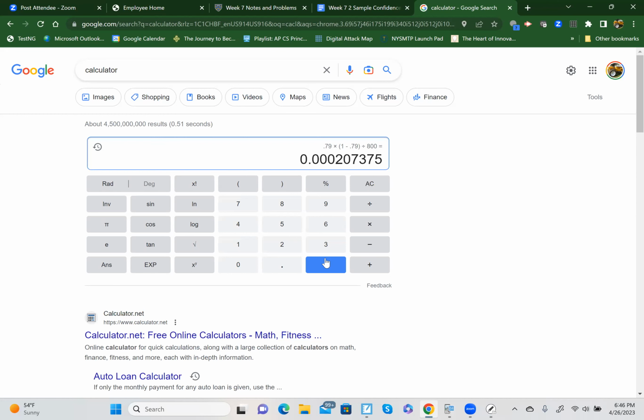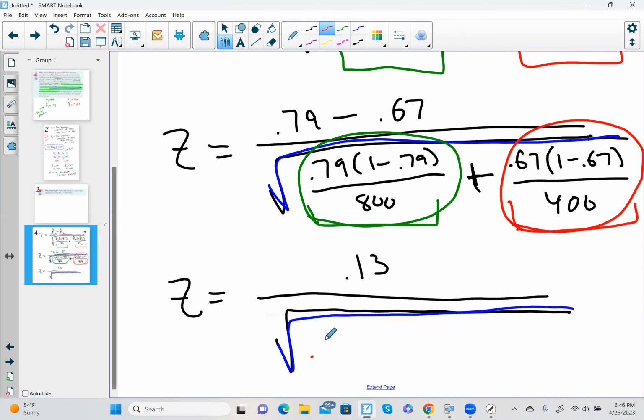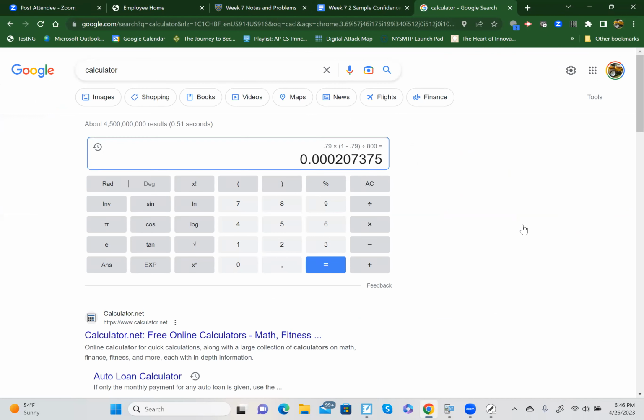I'm going to hit enter on that, and I'm getting this number here, 0.000207. So I'm going to type that in down here, 0.000207. I should have done that in green to match what I had above. Then I'm going to have plus. And now I'm going to do this red term next. So let's go do that. Clear. I have 0.67 times open 1 minus 0.67 closed divided by 400.